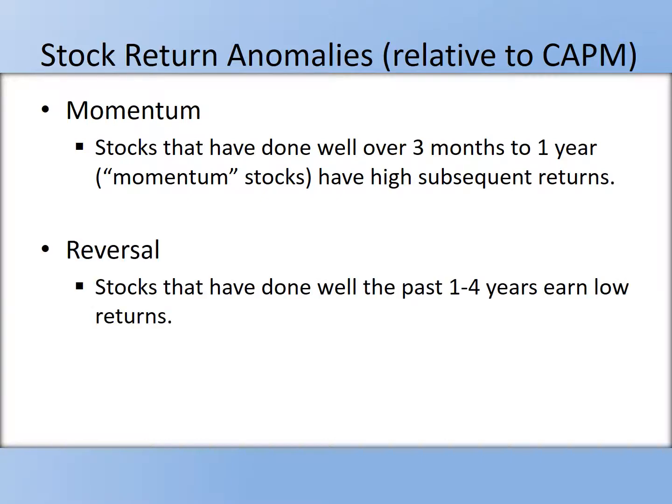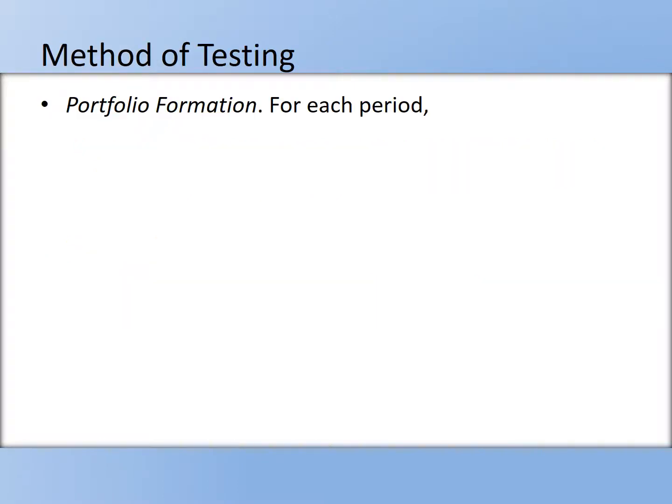Reversal is the idea that stocks that have done well in the past 1 to 4 years, so they have been doing well for quite some time, then eventually they start earning lower return. So that's called reversal. So how are we going to test this? As I mentioned, one way you can do that is to actually pick stocks that have been doing well in the past and then construct a portfolio containing those stocks, hold them, and see what happens.